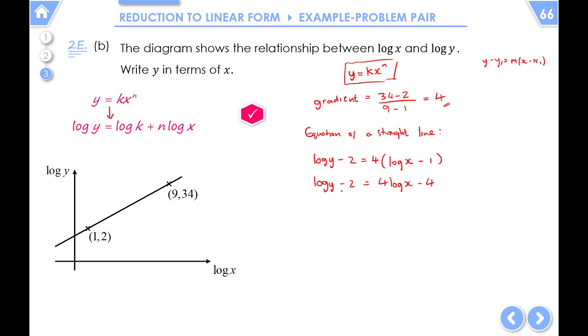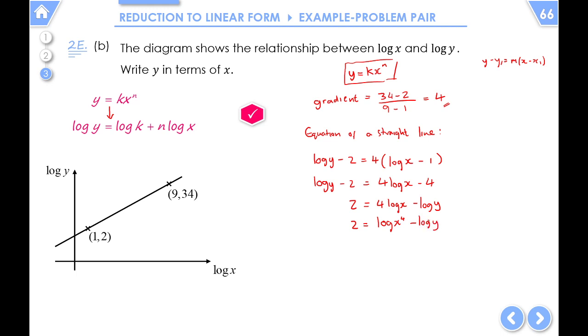Then we'll add the 4 over to this side. That would give us positive 2 here. And I'm going to subtract the log y to get it on the other side. So I'll have 4 log x minus log y. And then next up, I'm going to use the power law to tidy this up. So it becomes log x to the 4 minus log y.